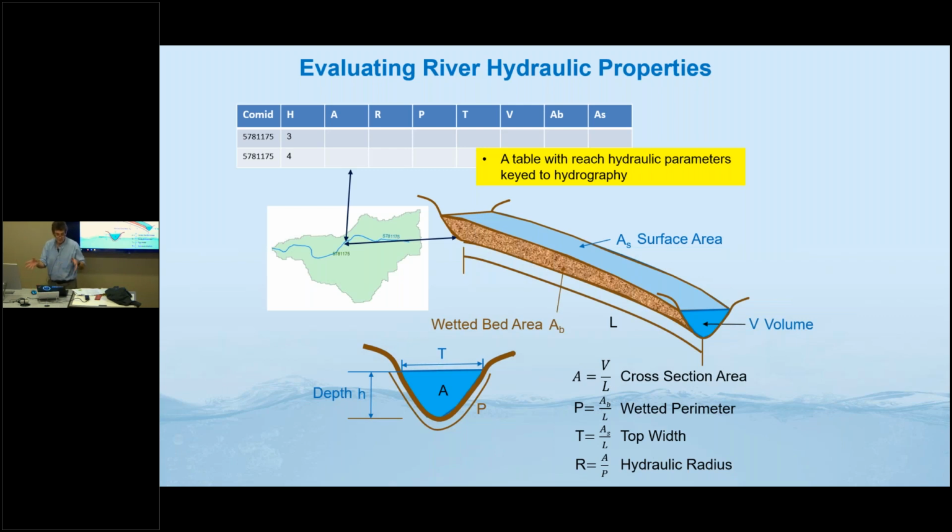And we think that that's better than a cross-section, because a cross-section is just a specific point in space and it's neglecting what's going on in between. You can take the bed area divided by the length and you get a reach average wetted perimeter. You can take the surface area divided by the length, you get a top width, and then the cross-section divided by the wetted perimeter is the hydraulic radius. So those are some of the things that you need to effectively use in hydraulic routing.